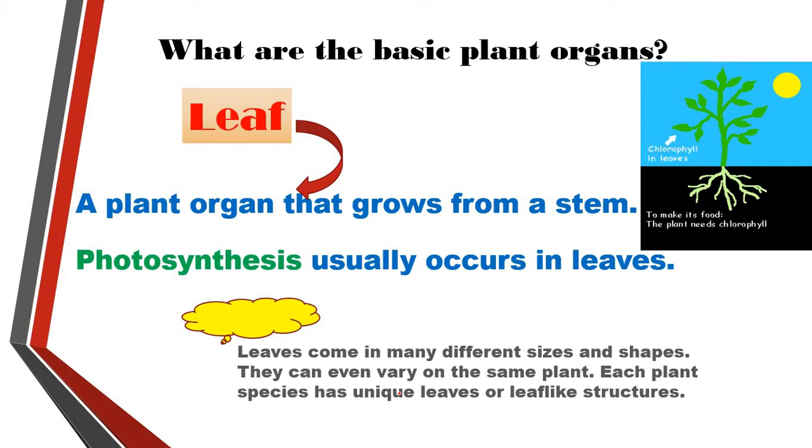There are 3 main basic structures or organs: leaves, stems, and roots. Let's start with leaf. Leaves have many shapes and colors. They are also arranged in different ways from one species to another.